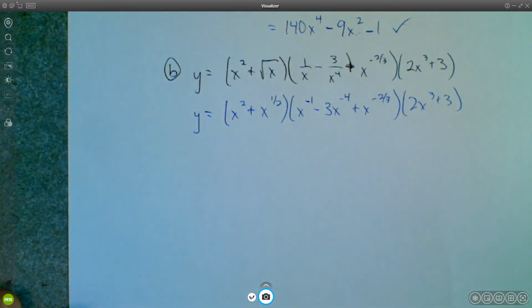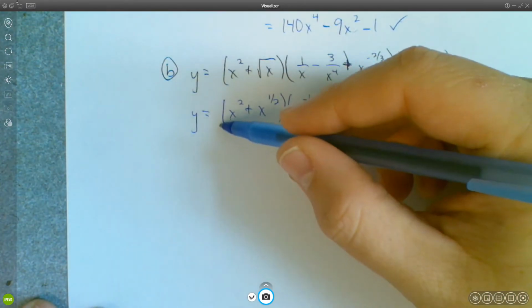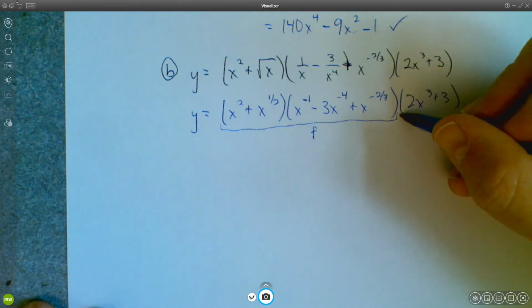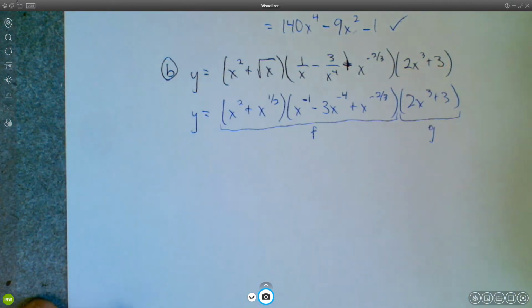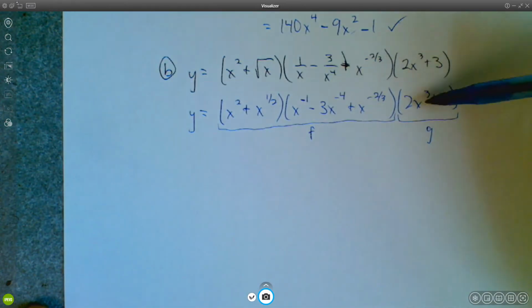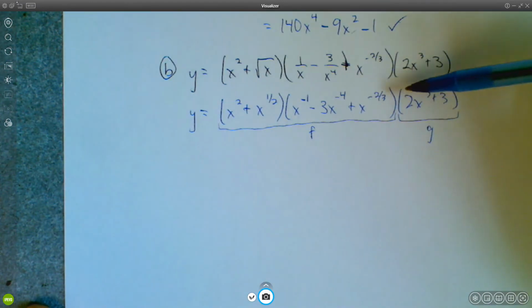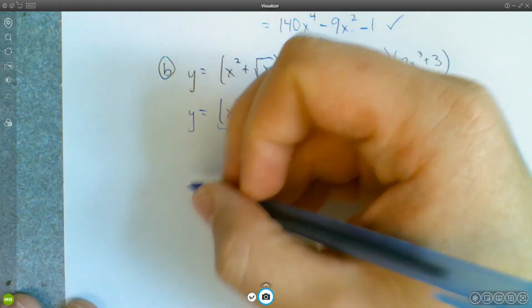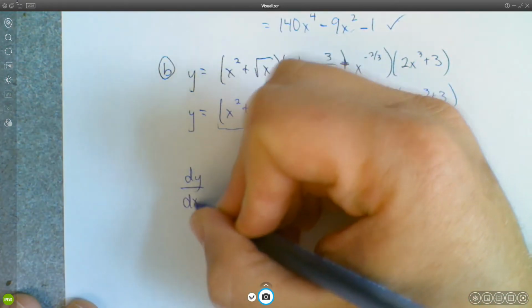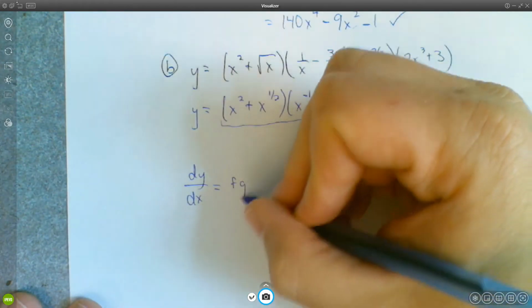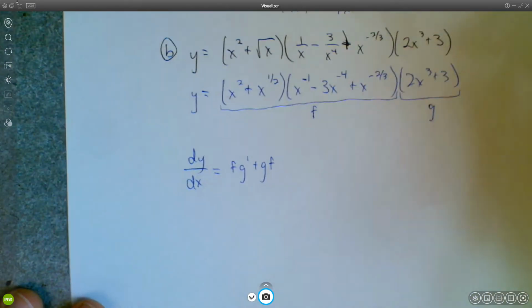Okay, so we've got this scenario. Now I think what I'm going to do is I'm going to treat these first 2 factors as just a single function. So I'm thinking of this as f, and then this last one I'll think of like g. You don't have to group them that way. You could do the first one as f and then the last 2 as g, or you could even rearrange the factors if you wanted to, and then group them differently. It really doesn't matter, but I'm thinking of this as f and g. And now dy dx is going to be f g prime plus g f prime. That's what the product rule says.